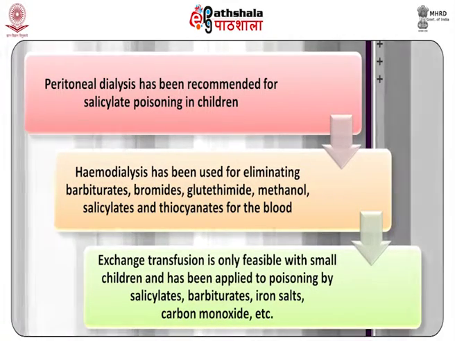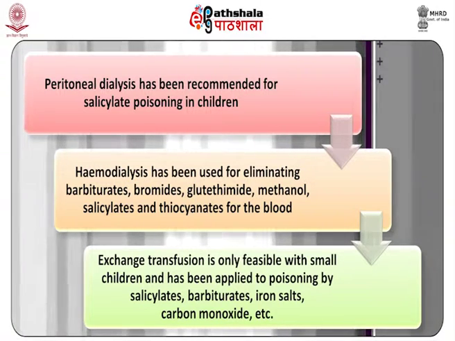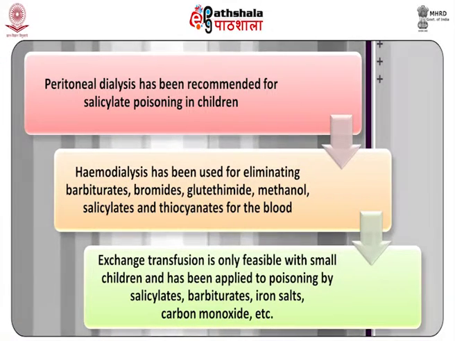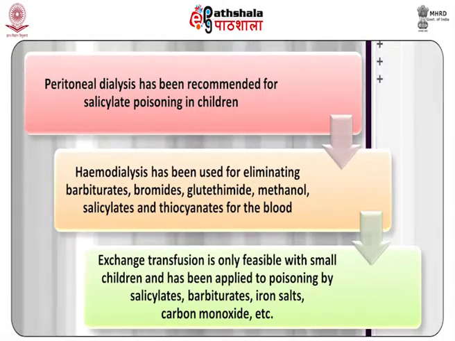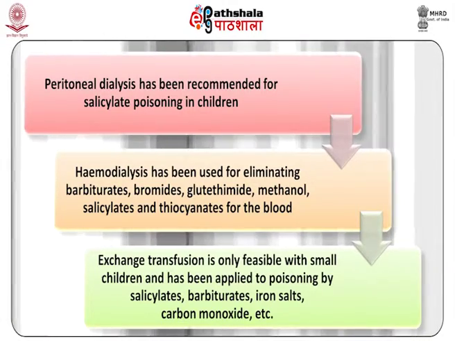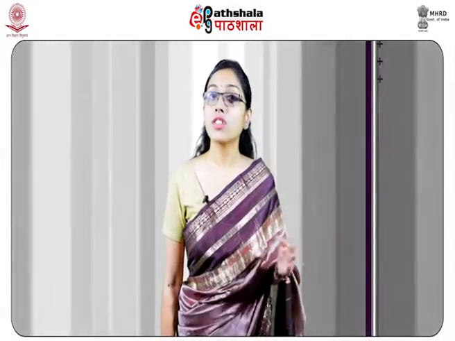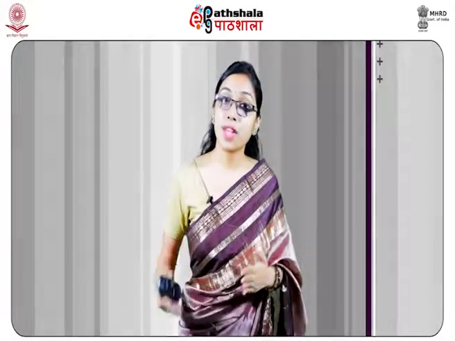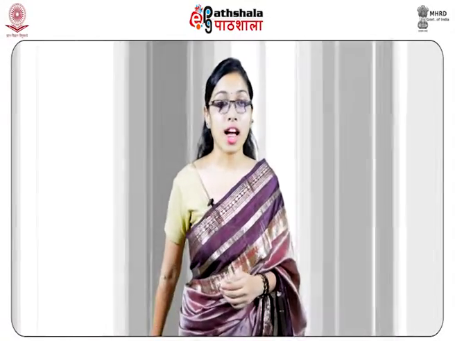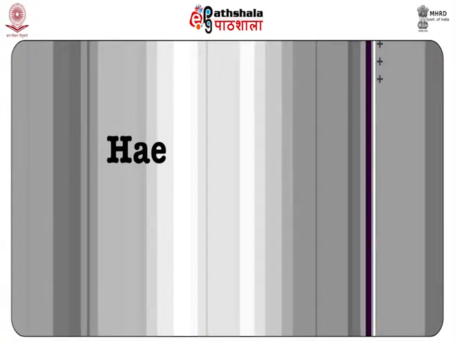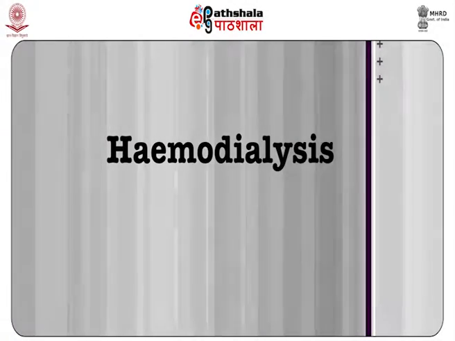Exchange transfusion is only feasible with small children and has been applied to poisoning by salicylates, barbiturates, iron salts, carbon monoxide, etc. All toxic substances are removed by this technique. There are various methods for eliminating the absorbed poisons from the body, and here I will be discussing some of them. First is hemodialysis.